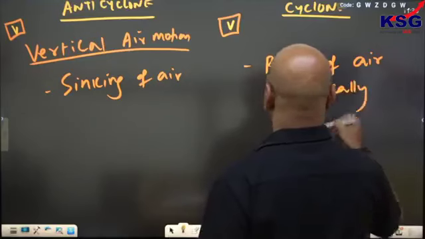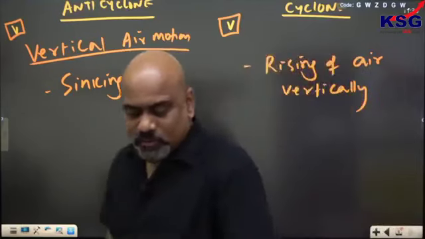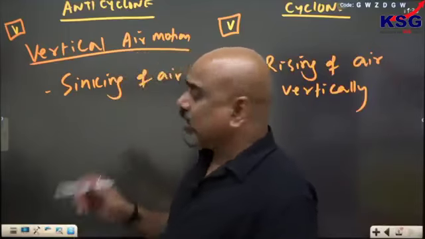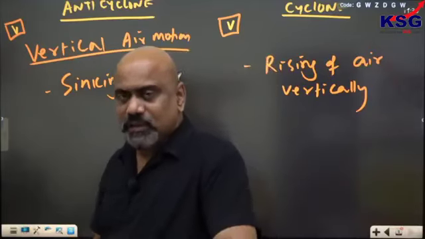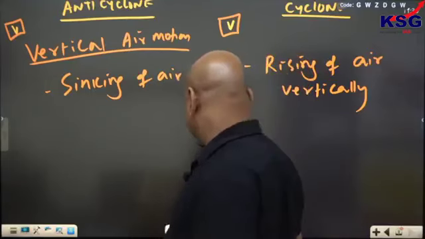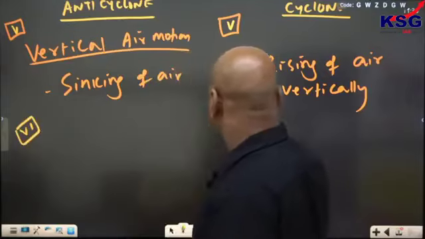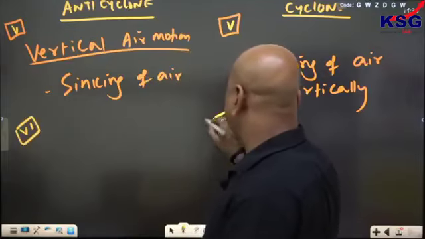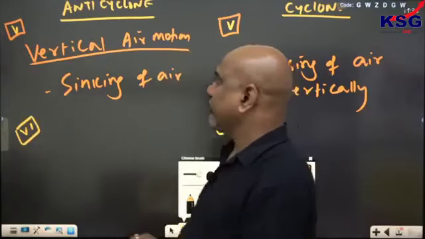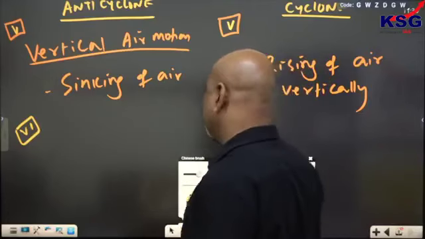Vertically. Vertical rise in the air here. Vertical air mass is sinking here, rising here. So this is a very important characteristic of these two. If I go for the division, a very important division is this one. Anything else? Cloud, weather condition.